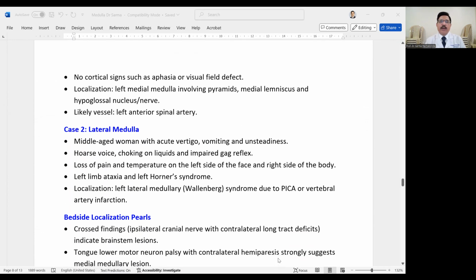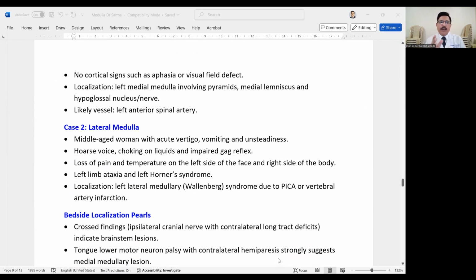Localization: left medial medulla involving the pyramids, medial lemniscus, and hypoglossal nerve. Likely vessel: left anterior spinal artery. You must write not only anterior spinal artery, you must say left anterior spinal artery. You understand? No cortical signs, no aphasia, no visual field defect. Localization is left medulla involvement: pyramid, medial lemniscus carrying the posterior column sensations, and the hypoglossal nucleus on the same side. Likely vessel, left anterior spinal artery.